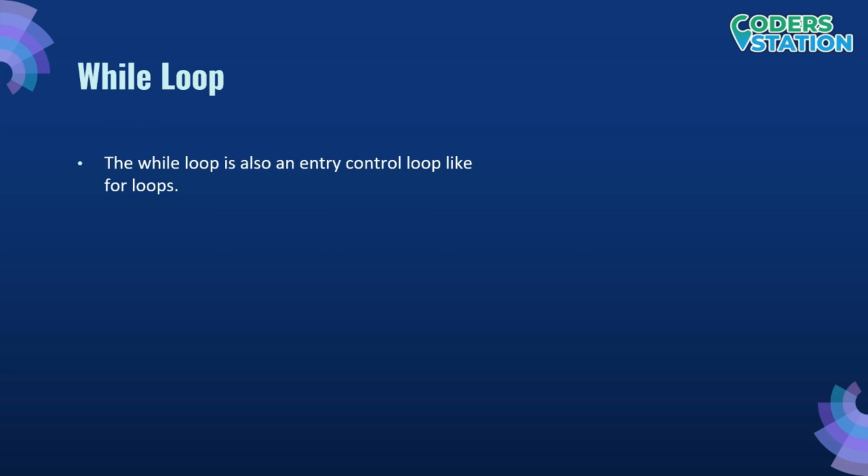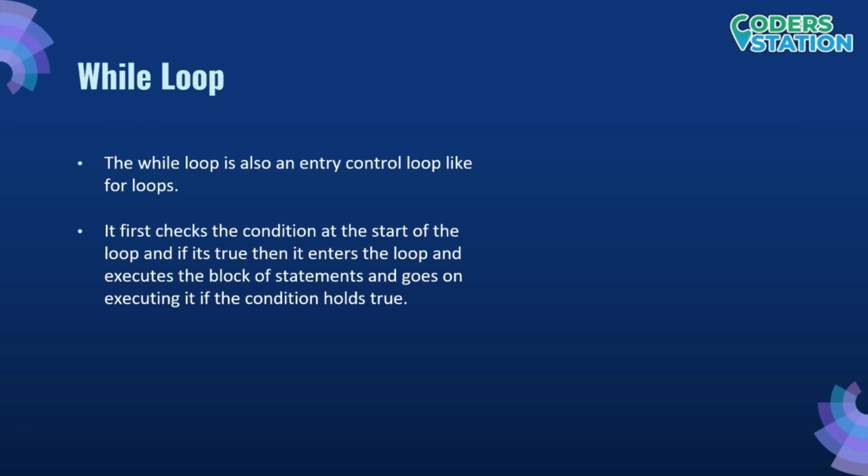While loops are also an entry control loop like for loops. It first checks the condition at the start of the loop, and if it is true, then it enters the loop and executes the block of statements similar to for, and goes on executing if the condition holds true. But here the catch is you don't know how many times you need to increment the loop. So while loops are useful when you need to perform a task multiple times, but you don't know exactly how many times it will be needed.